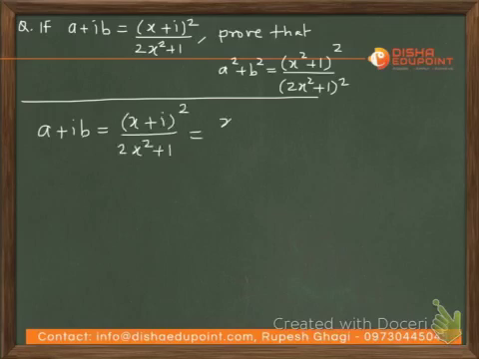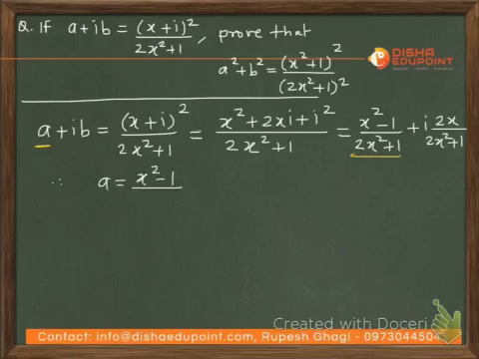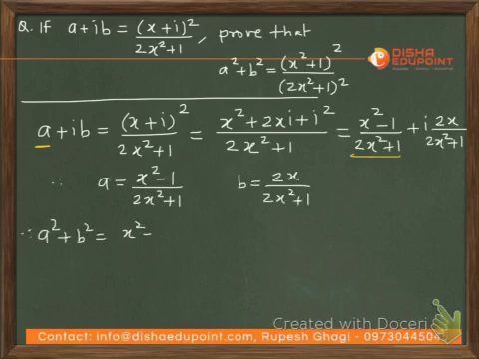So let's solve this. (x plus i) whole square will be x square plus twice xi plus i square divided by 2x square plus 1. i square is equal to minus 1, so we have (x square minus 1) upon (2x square plus 1) plus i into 2x upon (2x square plus 1). By equality of the two complex numbers, we know that two complex numbers are equal only if the real part is equal to real part and imaginary part is equal to imaginary part. So we have a is equal to (x square minus 1) upon (2x square plus 1), and b is equal to 2x upon (2x square plus 1), obviously a square plus b square.